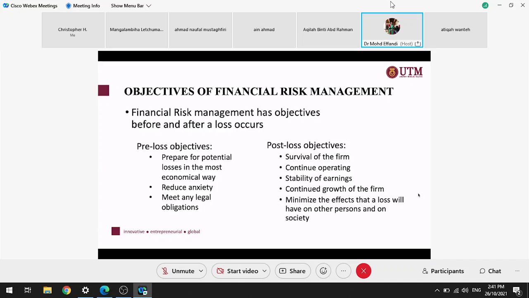Which is the same as the last point, which is that they minimize the effect that loss will have on other persons and on society. So that's how they do it.